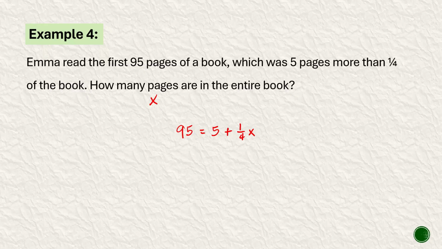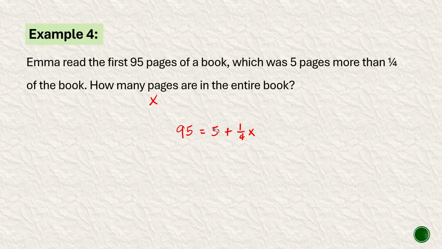Okay, so let me just again explain the equation. Emma read the first 95 pages of the book. That's 95, which was, then the 95 is represented by what? 5 pages. So that's 5 more than, that's a plus sign, 1/4 of the book. So X is the representation of the total number of pages in the book. So we just need to solve this.